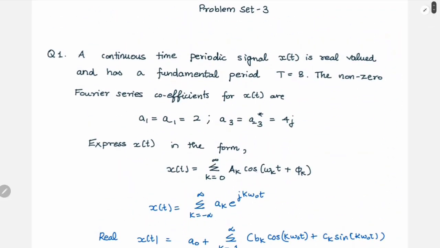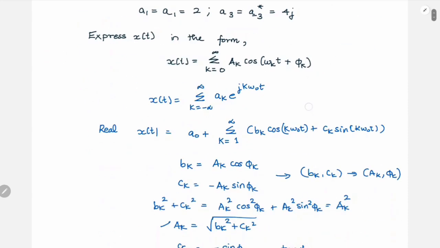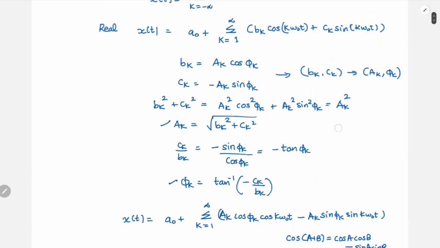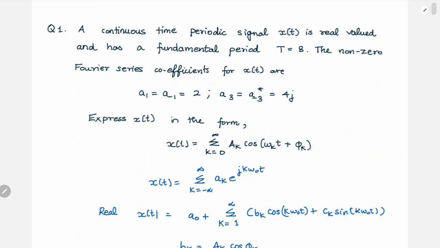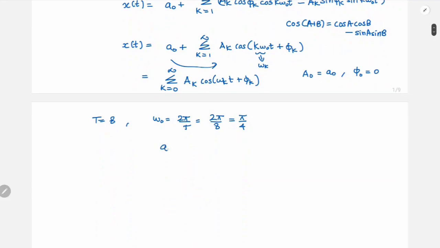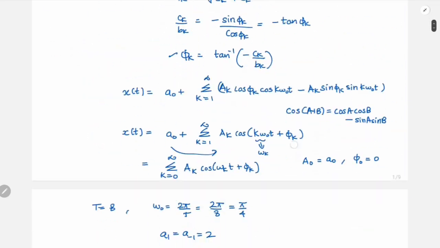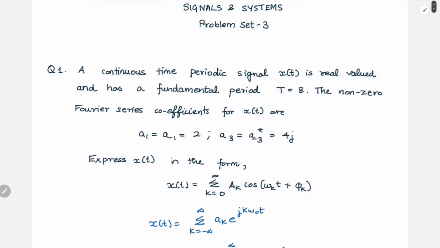So now let us go for the following problem. The fundamental period is given as T equal to 8, which means omega naught is 2 pi by T, which is 2 pi by 8, equal to pi by 4. And they have given x of t is real valued, and the non-zero Fourier series coefficients for x of t are a1 equal to a minus 1 equal to 2 and a3 equal to a minus 3 conjugate equal to 4j.